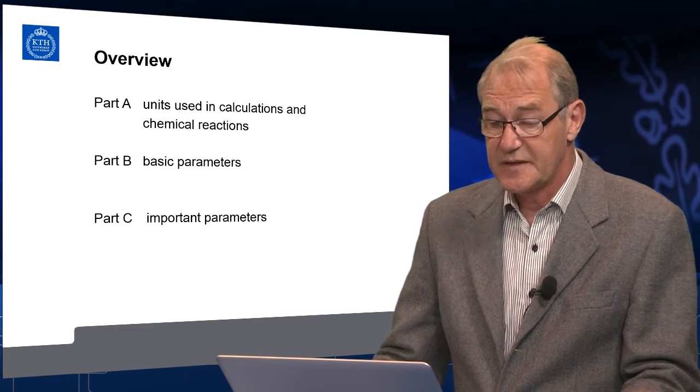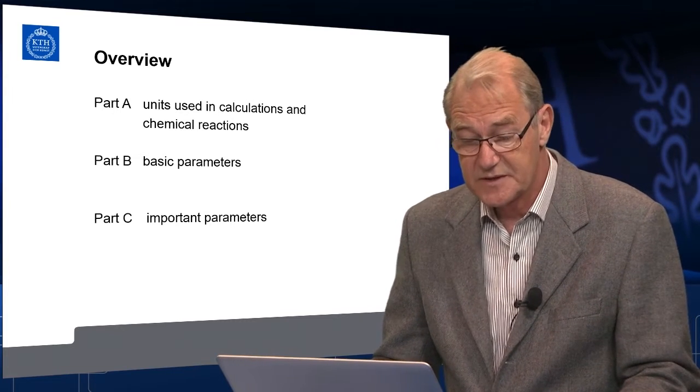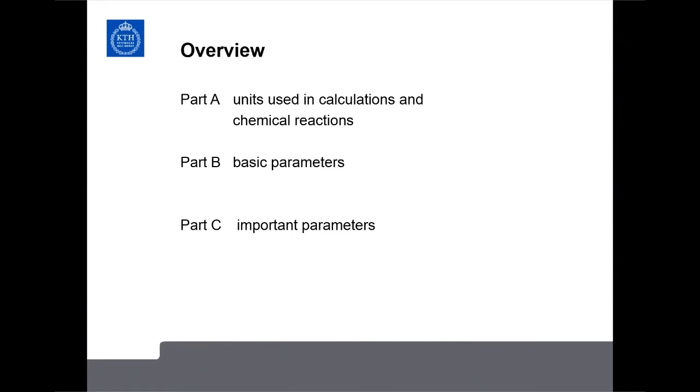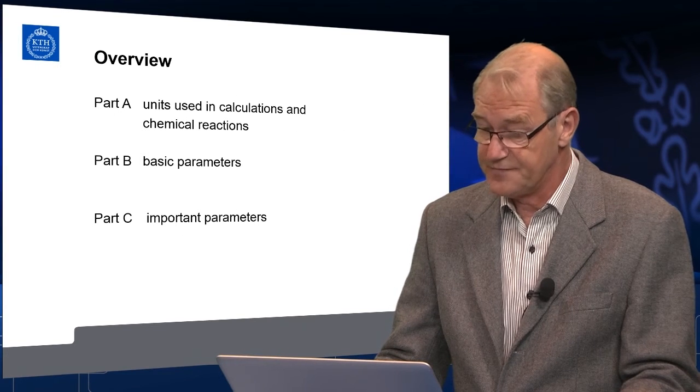The course is divided into 3 parts, and here we have part A, which will treat units and calculations and also the basic chemical reactions. We have part B with some basic parameters, and we have part C with important parameters.